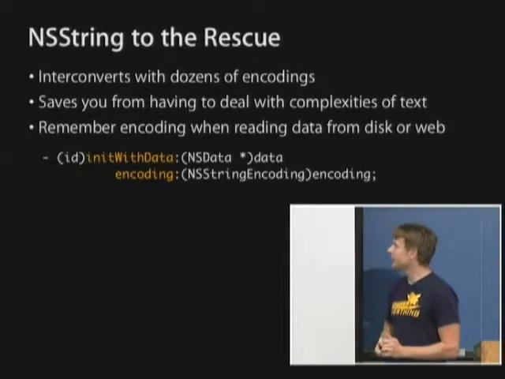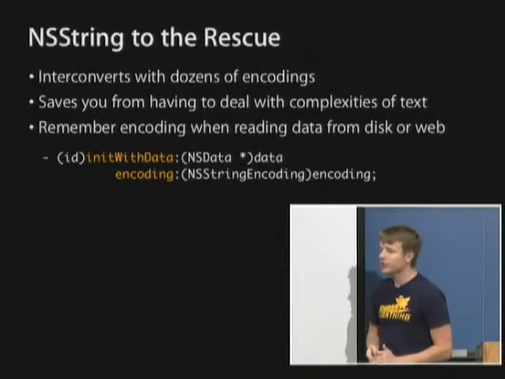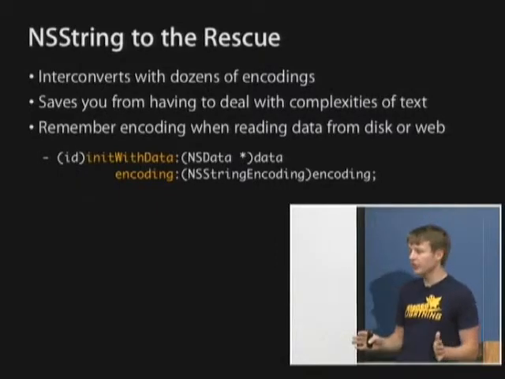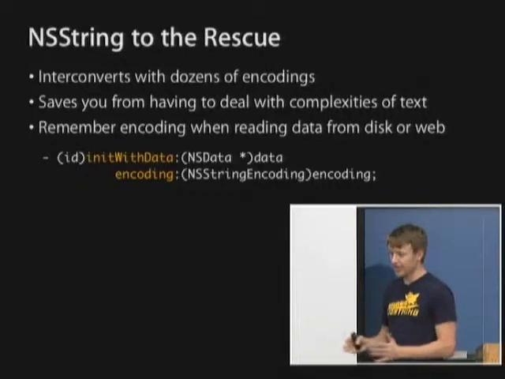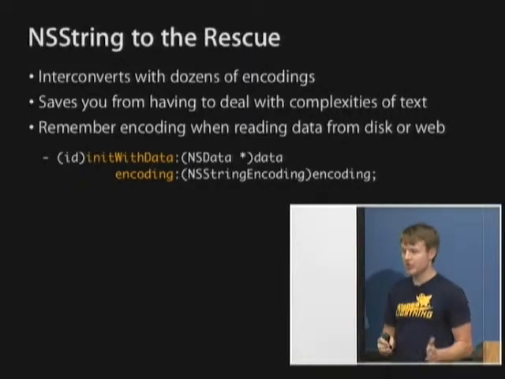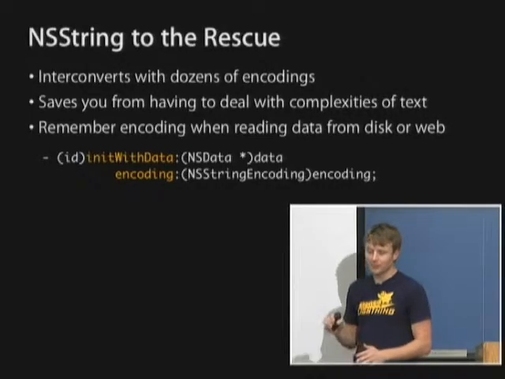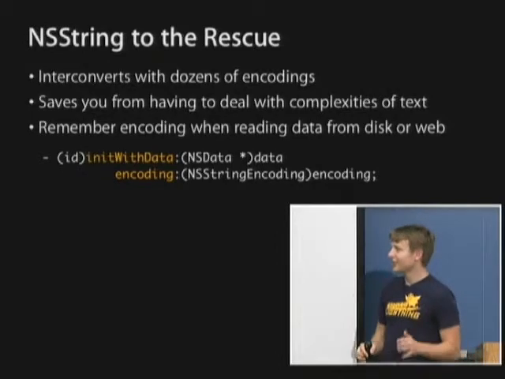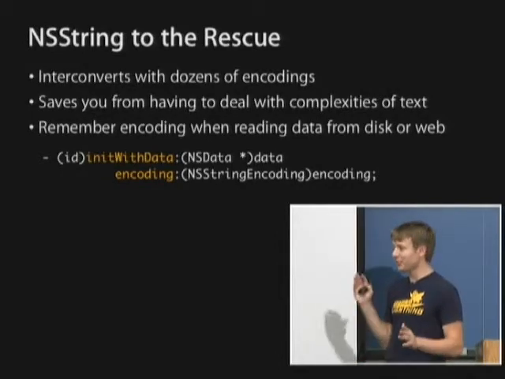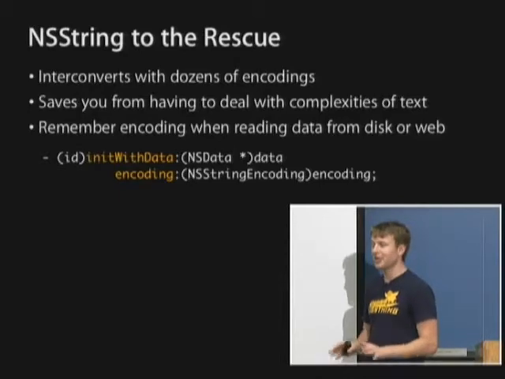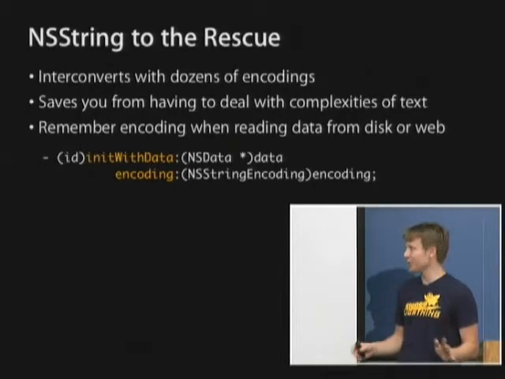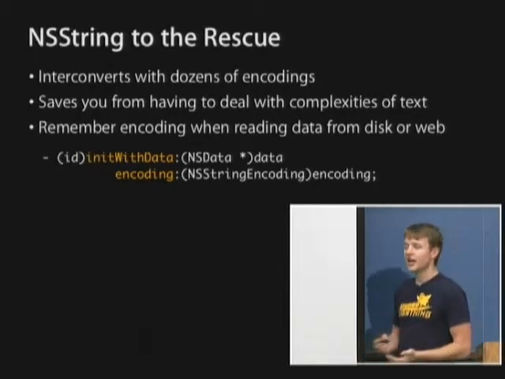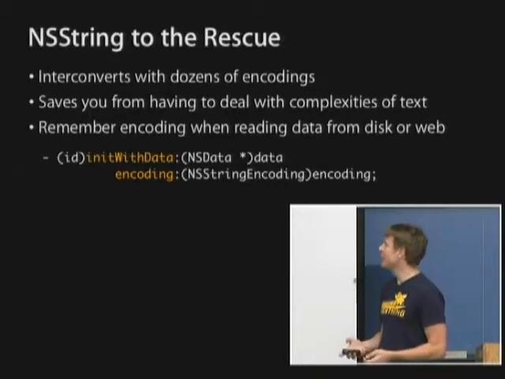NSString is worth calling out here. NSString interconverts between a ton of different encodings, so you don't really have to care whether some data you're getting is in Shift-JIS or UTF-8 or, I can't even remember all these different formats. There are a lot of different formats for storing text. NSString most of the time just helps you to not have to think about that.